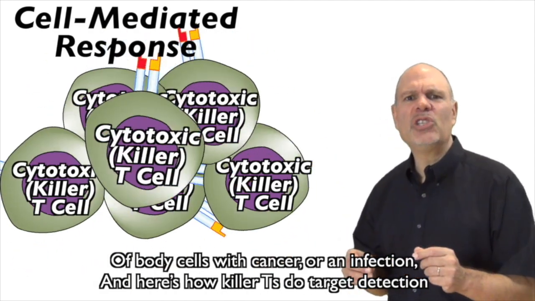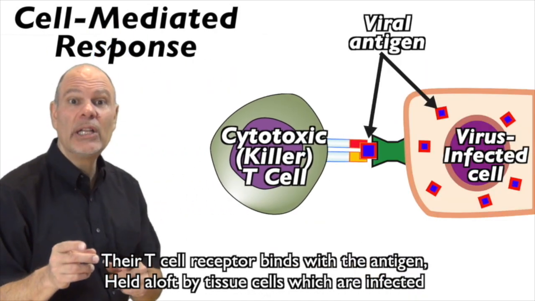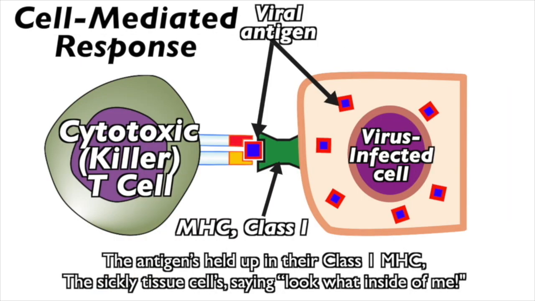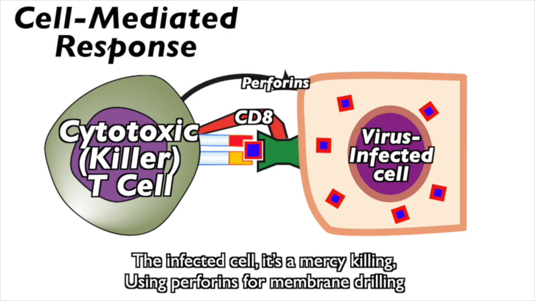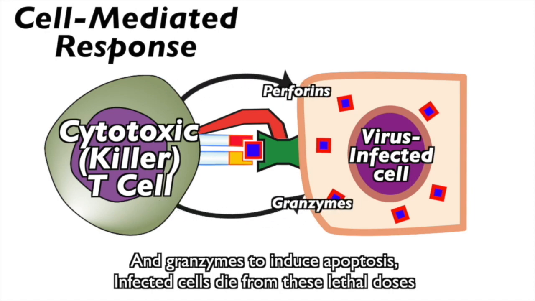And here's how killer T's do target detection. Their T cell receptor binds with the antigen, held aloft by tissue cells which are infected. The antigen's held up in their class 1 MHC, the sickly tissue cells saying, look what's inside of me. So killer T grabs hold of protein CD8 and then proceeds to assassinate the infected cell. It's a mercy killing using perforins for membrane drilling and granzymes to induce apoptosis. Infected cells die from these lethal doses.